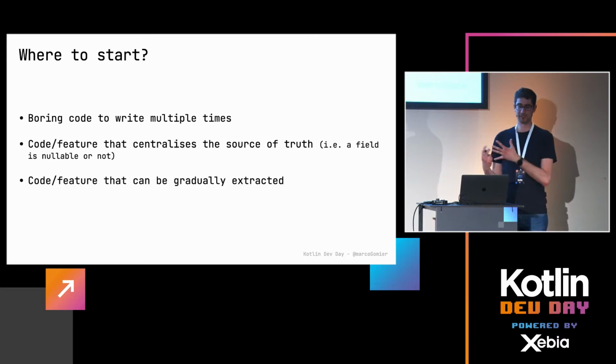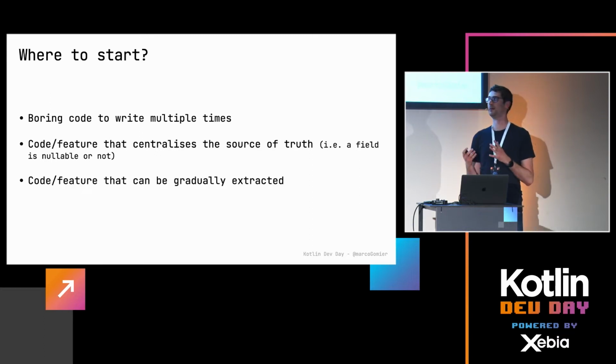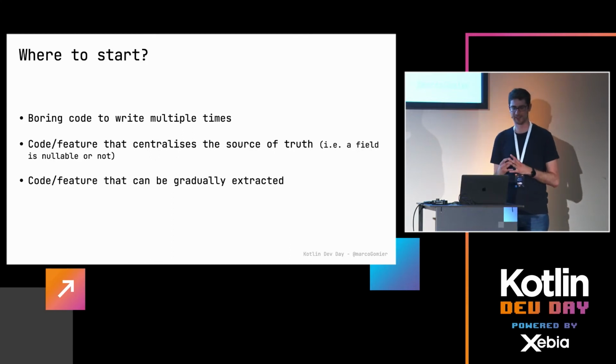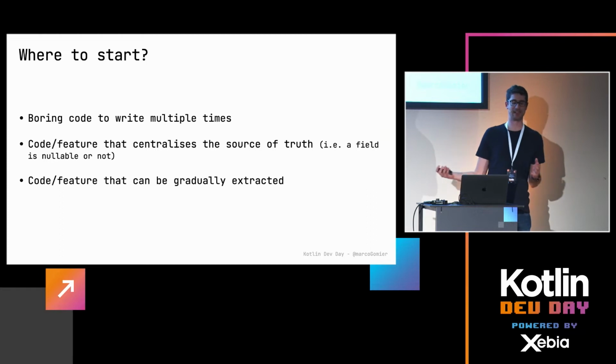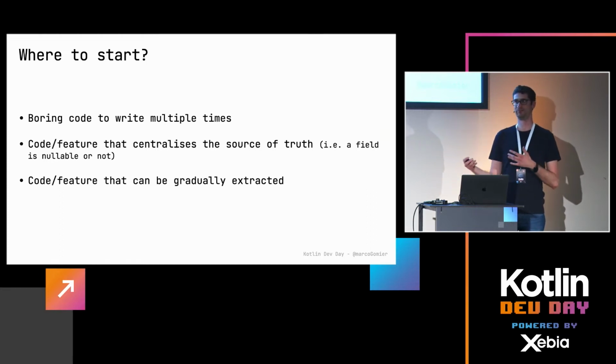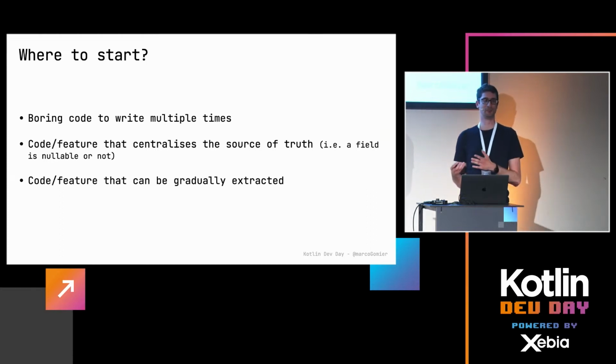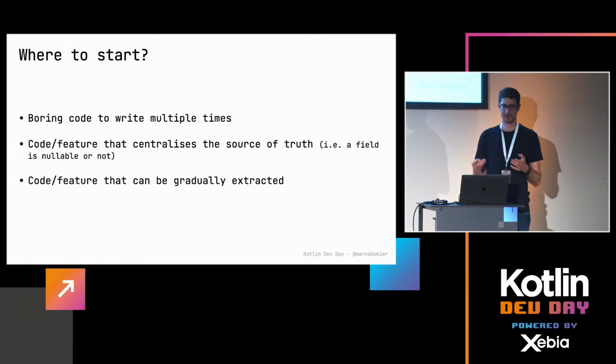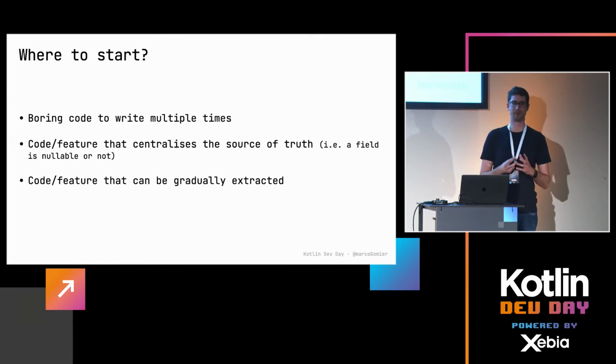And the most important thing is that this piece of code should be code that can be gradually extracted. You cannot, for example, start to extract the entire network layer, because if you find that Kotlin Multiplatform is not the right solution for you, then you have wasted a lot of time for nothing. So if you start with a little piece of code that can be gradually extracted, then you have time to validate your idea.